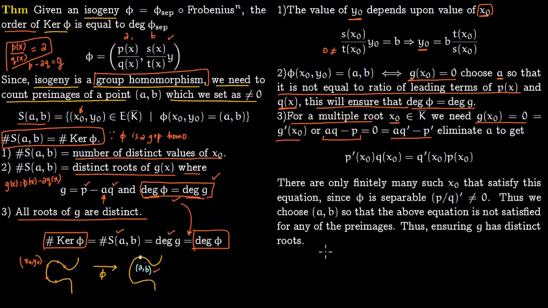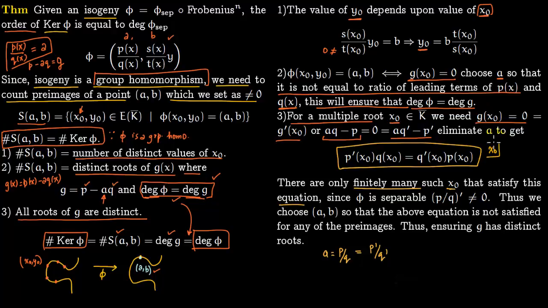So from here you know that a is equal to p over q, and from here you know that a is equal to p prime over q prime. Now you can clear the denominators here and you will get this. And now we will say that there are only finitely many such x0 which satisfy such an equation. So if there are only finitely many such x0, then we can choose A appropriately to avoid these x0s.